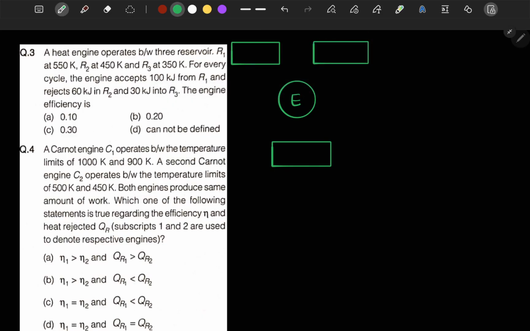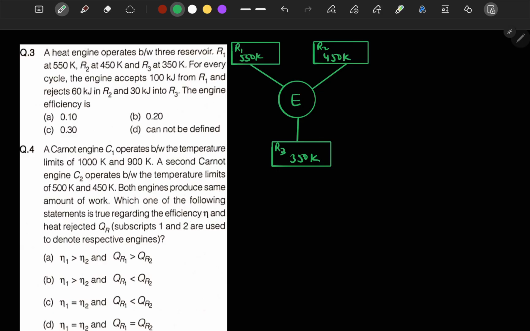Okay, so let me draw the figures here. Let's say this is reservoir R1 at temperature 550 Kelvin. This is R2 at 450 Kelvin. This is R3 at 350 Kelvin.